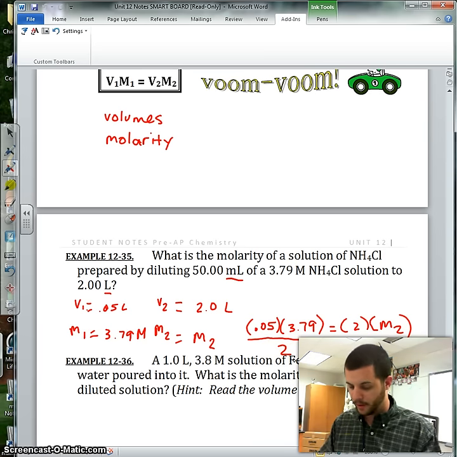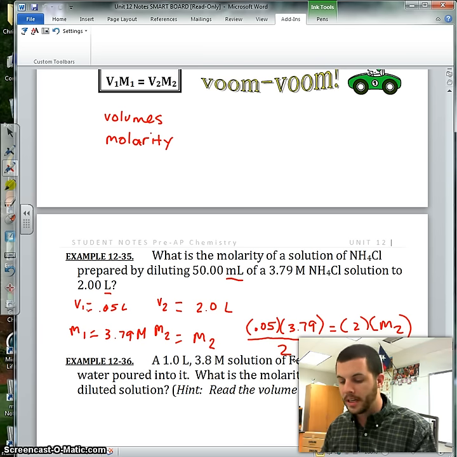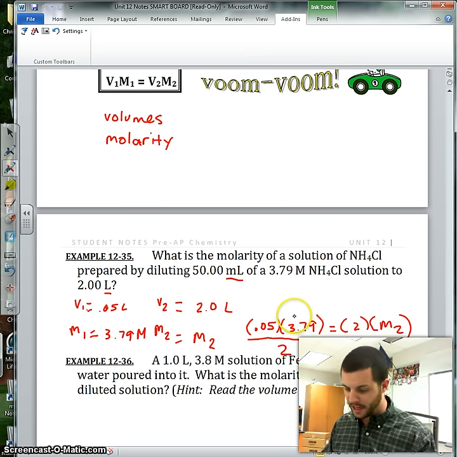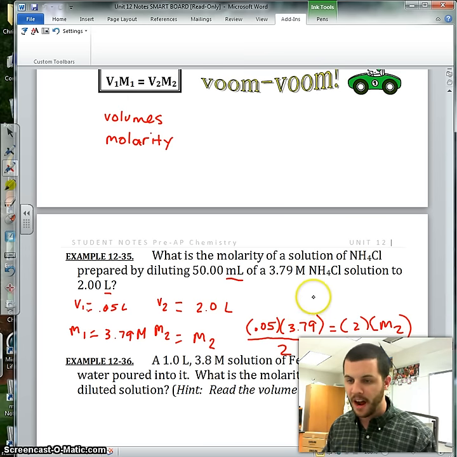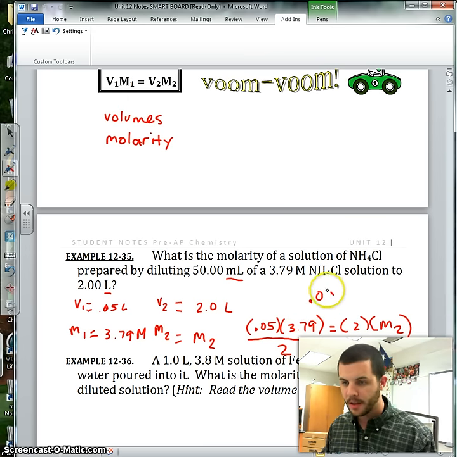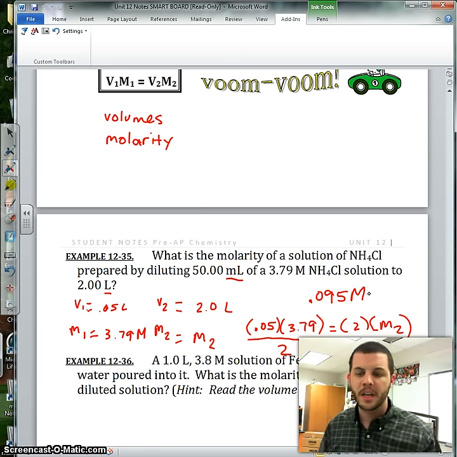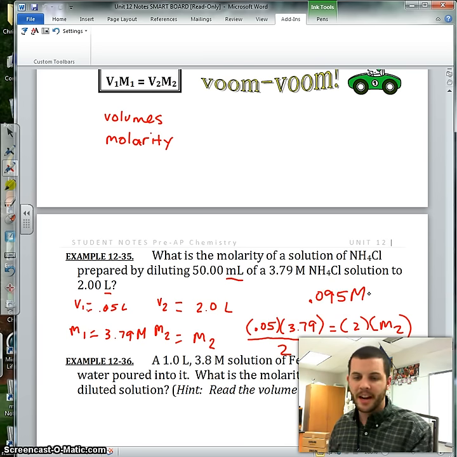I should have done that before we started, but I didn't. I can crank that out pretty quick though. 0.05 times 3.79, enter, divided by 2, enter, and I get 0.095 molar, with 3 sig figs. And that's how you do it, folks. Really not bad at all on this kind of problem.